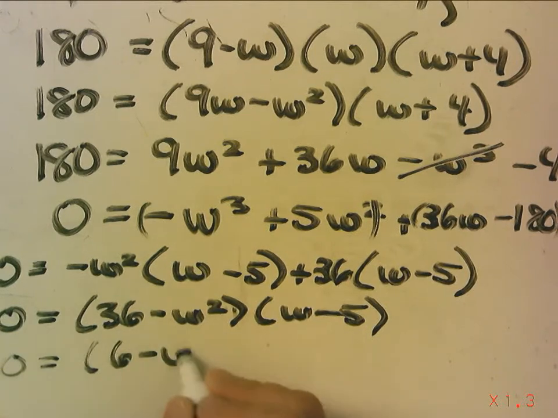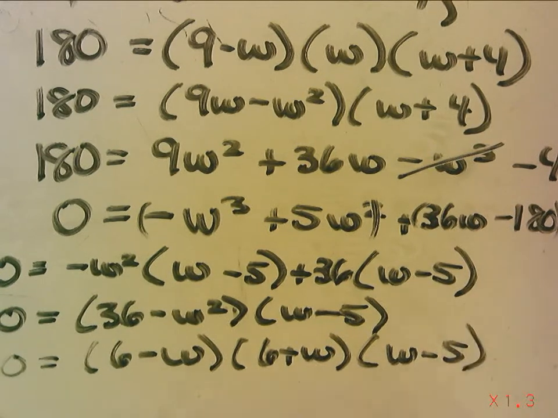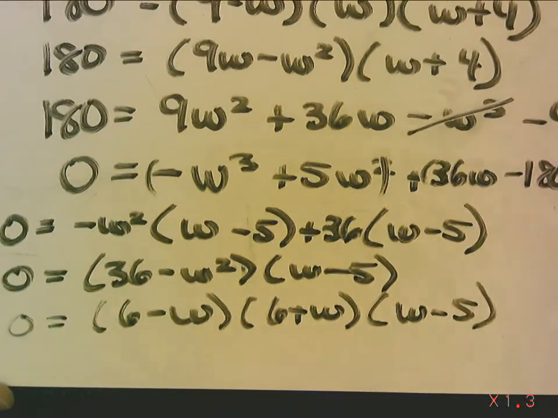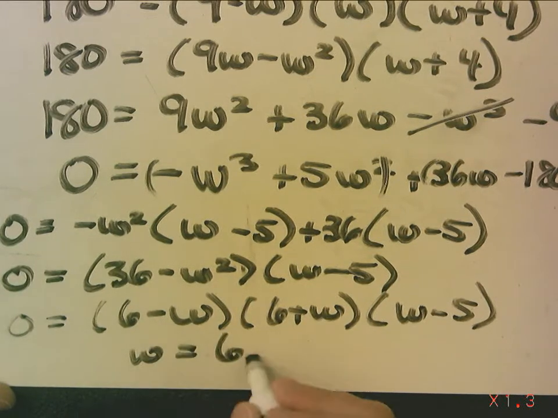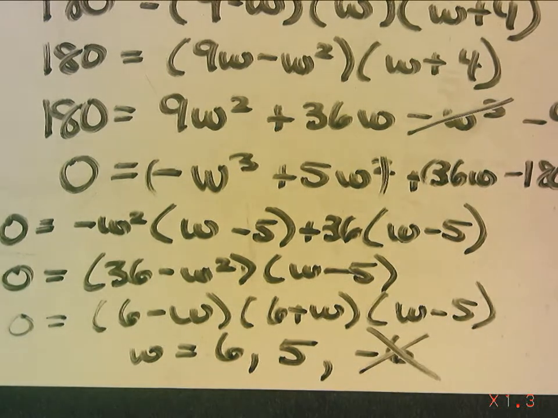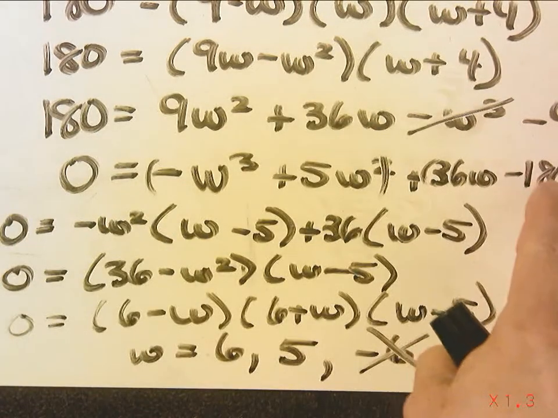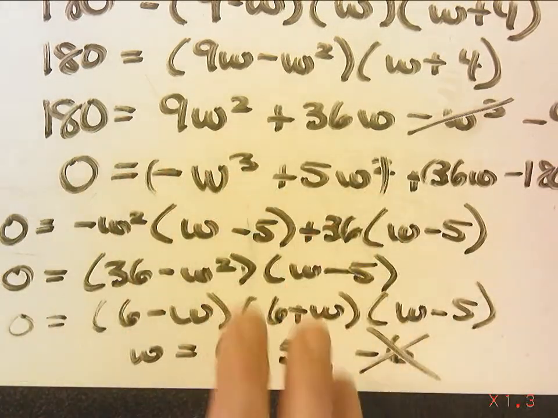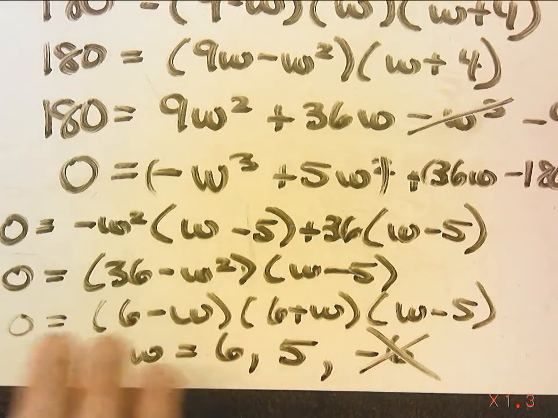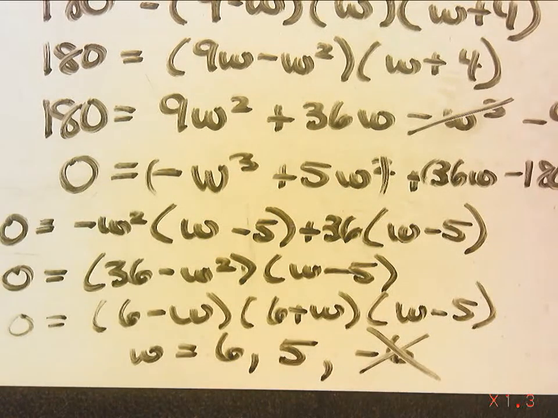So that's 6 minus w, 6 plus w, and w minus 5. Now, when I solve this, I get w equals 6, or w equals 5, or w equals negative 6, which I cross out because a negative dimension is not possible. Okay, so the key here is, first you FOIL, then you subtract 180. So you can never try to factor it unless you have 0 on one side. So a common mistake is people go back to factoring this before they subtract the 180.